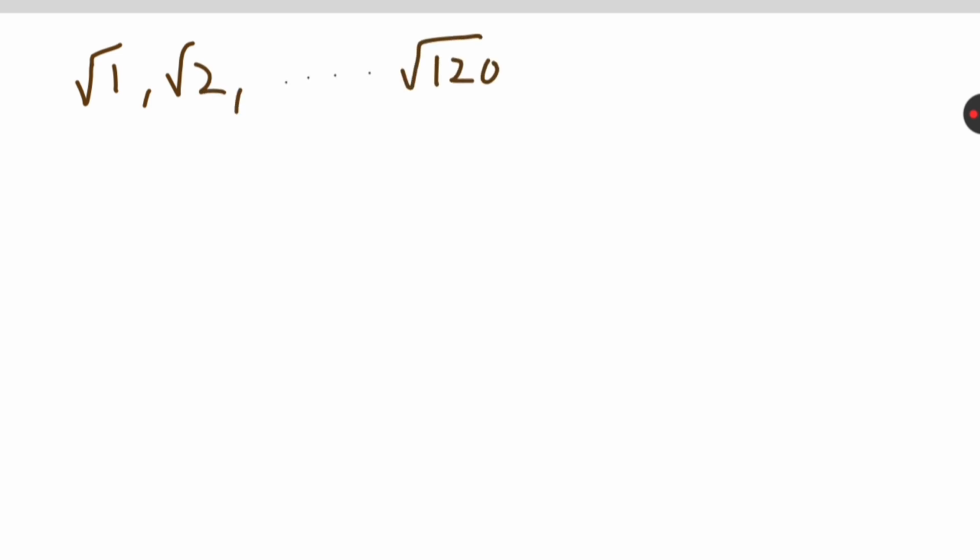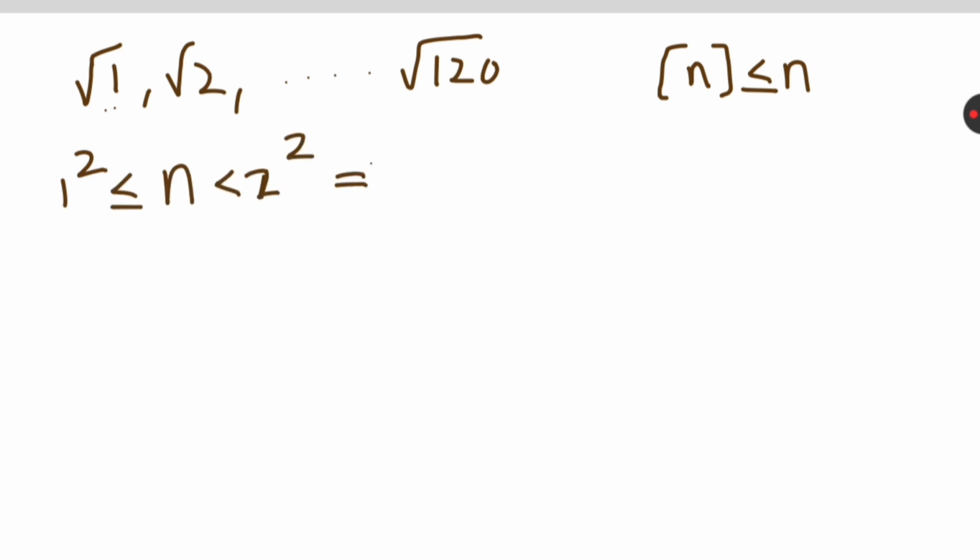Here also we need to take certain ranges, in between the greatest integer function of n, less than or equal to n. So for 1, we are taking 1 square less than or equal to n less than 2 square. So here we are getting 3 terms, isn't it? Just now we saw it. Similarly, we need to take up to 120 terms. So for 2, we are getting 5 terms.